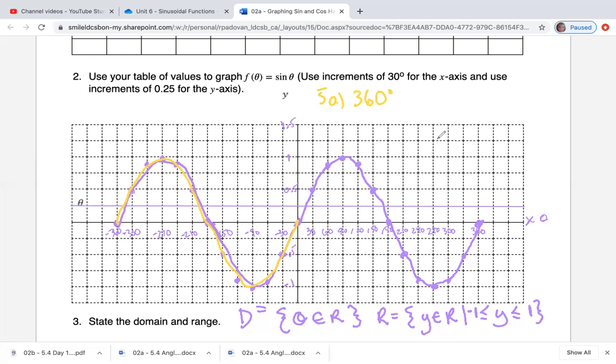Okay. B, what is the maximum and minimum value, which are the y values? So B, the maximum value is 1, right? The maximum value is 1, which is at the peak. The minimum value is -1. So you're always looking at your y values for max and min, which was the same for parabolas. And that occurs at the troughs at -1.